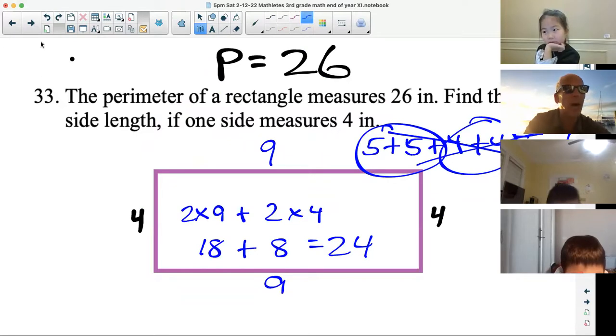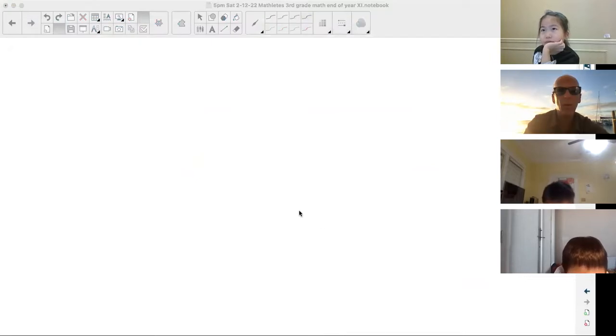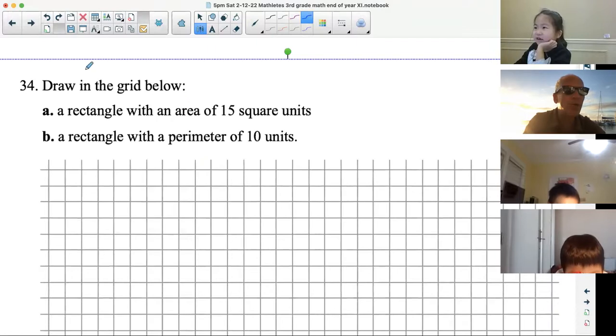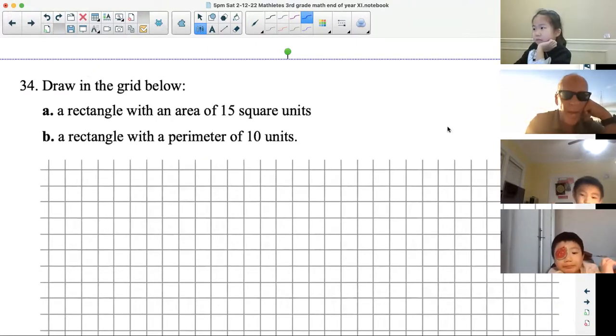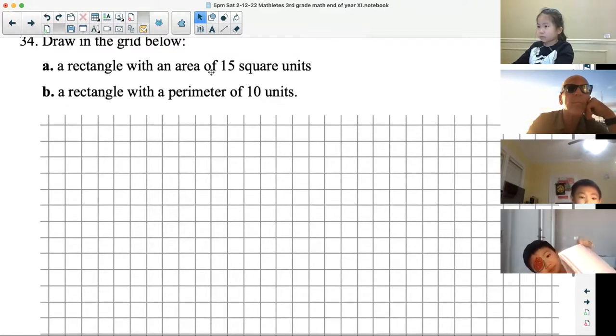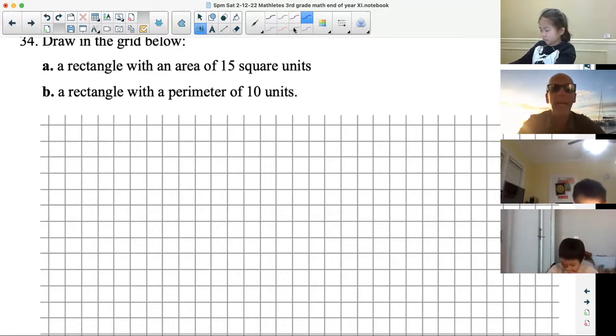All right, let's try the next one. All right, this next one's going to be interesting. You guys have to pick up your pencils, and I'm going to ask you to draw. Draw what? I want you to draw a rectangle with an area of 15 units. And then I want you to draw a rectangle with a perimeter of 10 units. And then I'm going to ask you to hold your papers up so I can see them.